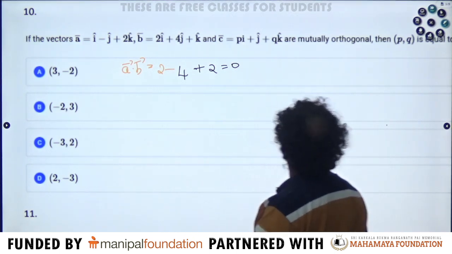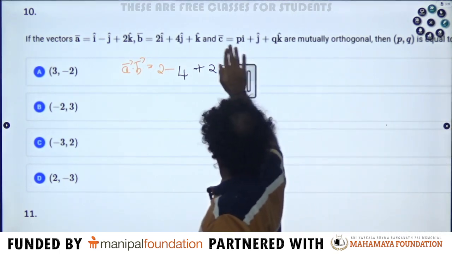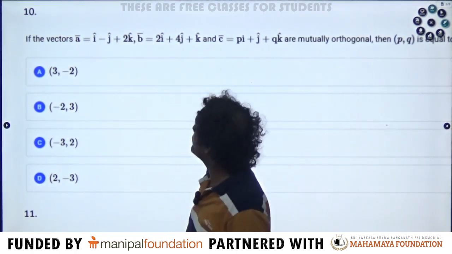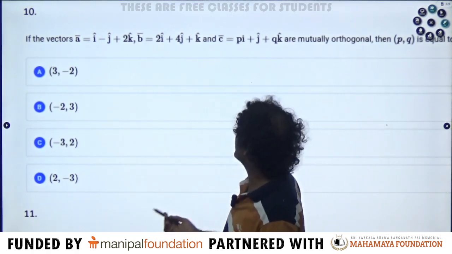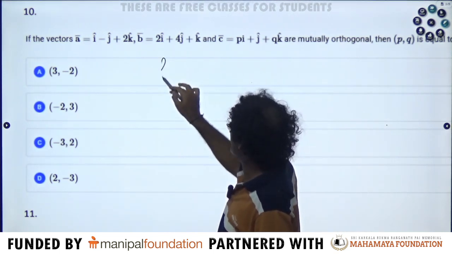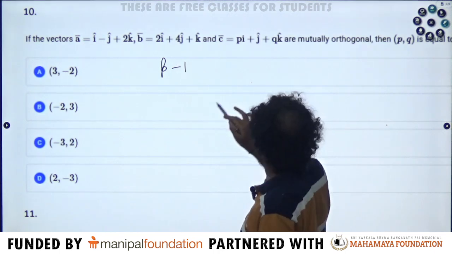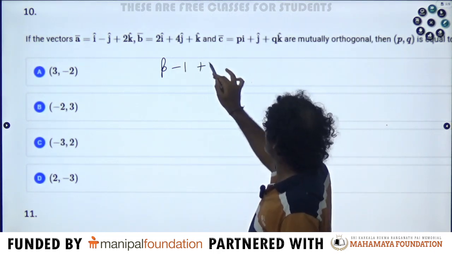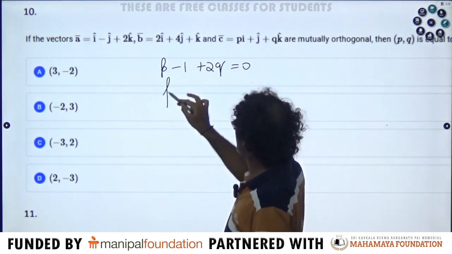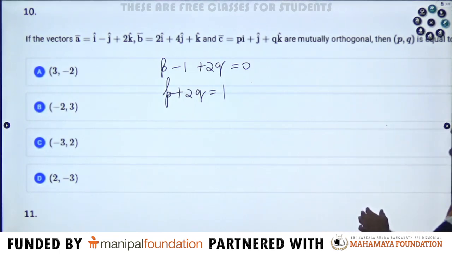That doesn't matter because we have nothing unknown there, right? We are not bothered. We'll do A dot C and B dot C. That will matter for us. Who's A dot C? 1 into p, minus 1 into 1, so minus 1, and 2 into q, plus 2q. Since they are perpendicular, it becomes 0, right? So p plus 2q is 1. That is one equation.